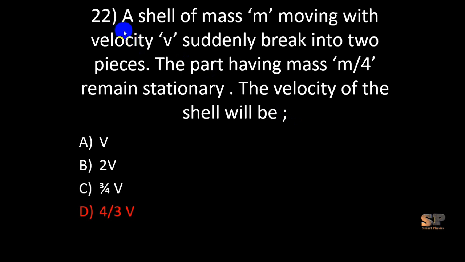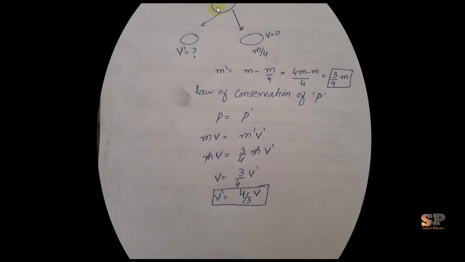MCQ number 22 है. A shell of mass m moving with velocity v suddenly breaks into two pieces. The part having mass m over 4 remains stationary. The velocity of the other part of the shell will be v, 2v, 3 by 4 v or 4 by 3 v. हमारे पास ये एक शेल है and it suddenly breaks into two pieces. The piece having mass m over 4 is stationary and we have to find the velocity of the other piece.